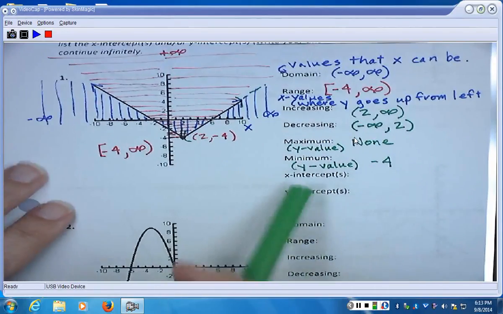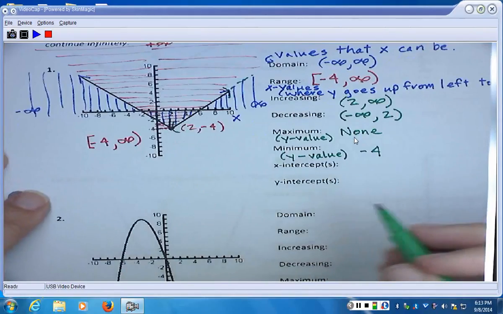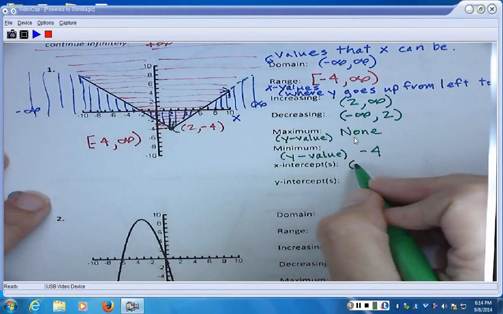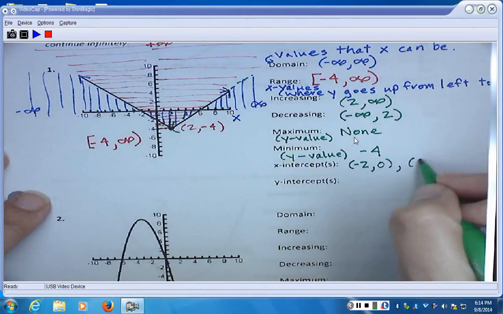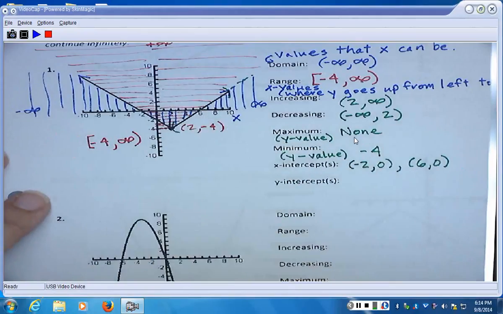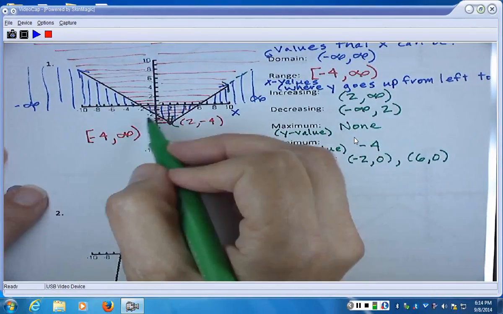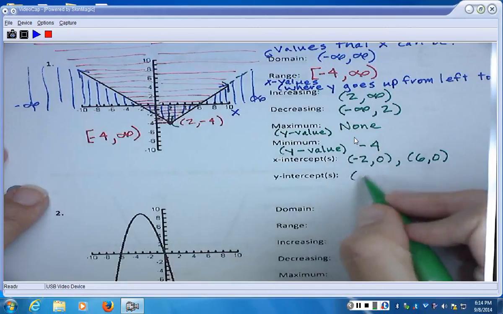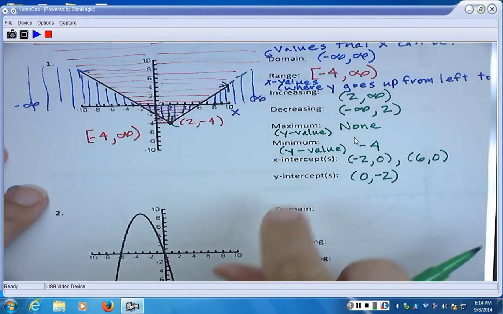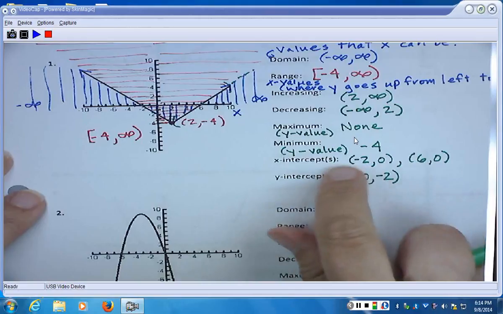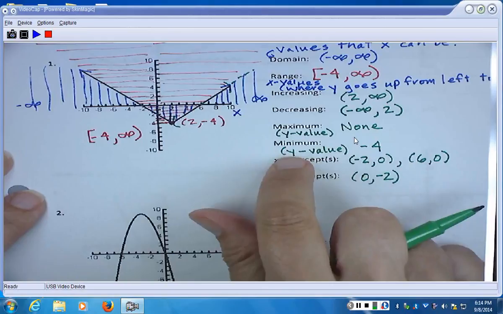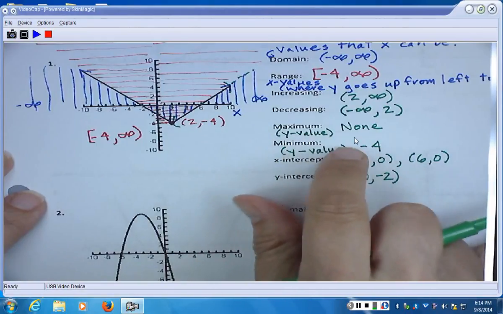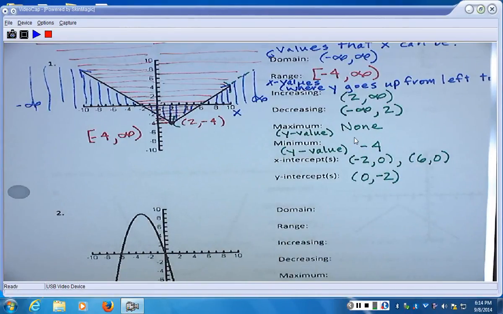And remember, for the x-intercepts and y-intercepts, I want ordered pairs. So the x-intercept is -2, 0, 6, 0 for this example. And the y-intercept is 0, -2. So I'm asking for ordered pairs when you do the x and y intercepts. For the maximum and minimum values, that's the y value. All right, well, that's our review.